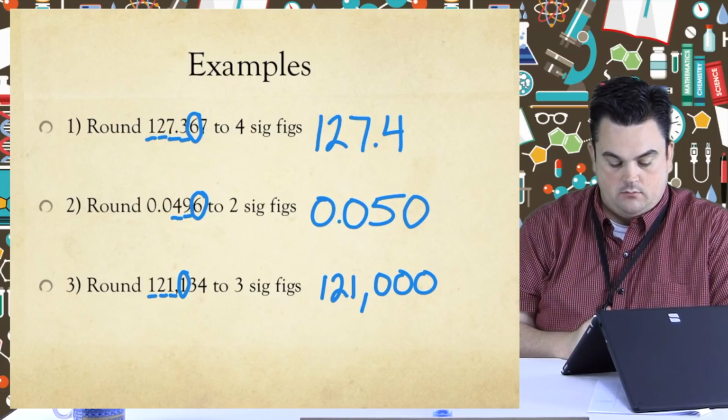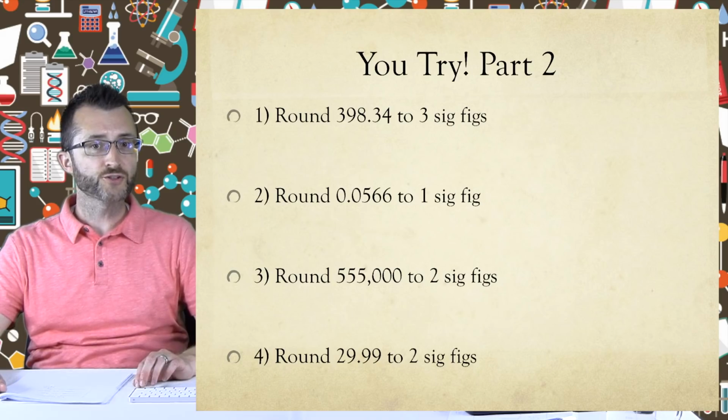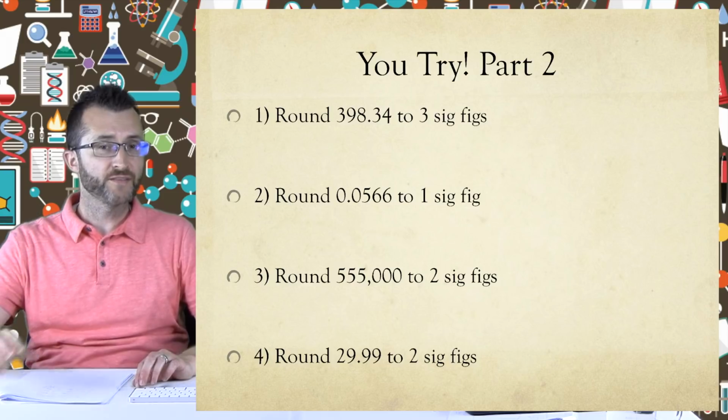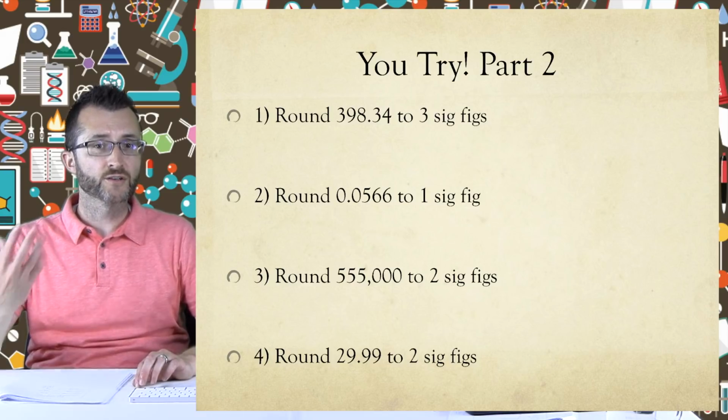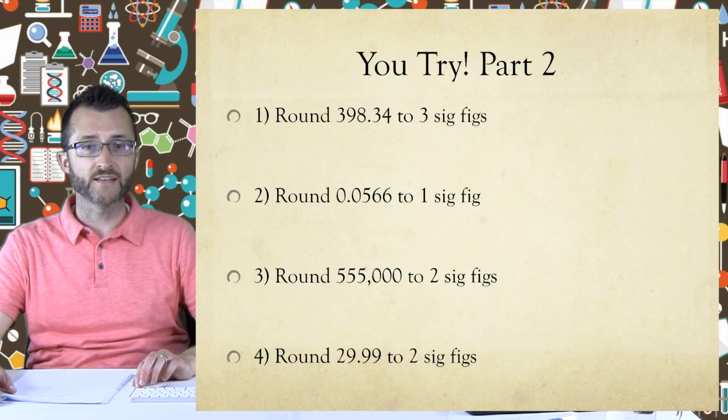Okay, good. Nice job. Thank you. You try part 2. You're going to do something very similar to what we just did. You're going to round the given numbers to the specified number of sig figs. Make sure that you show some work with underlining and circling. That does it for today's episode on significant figures.